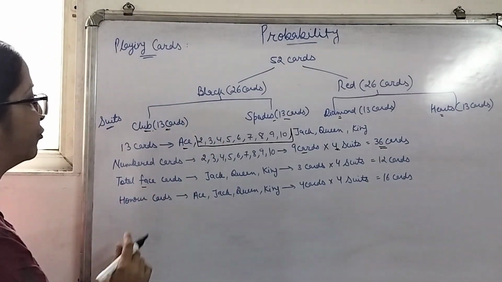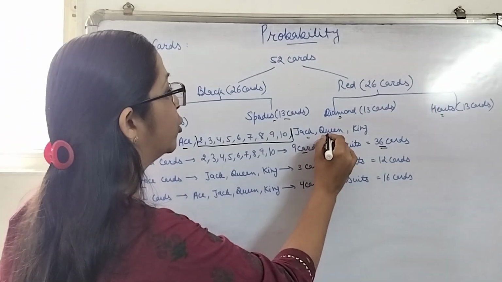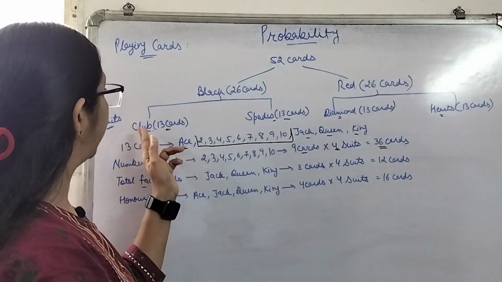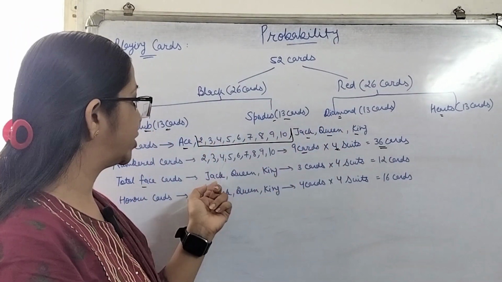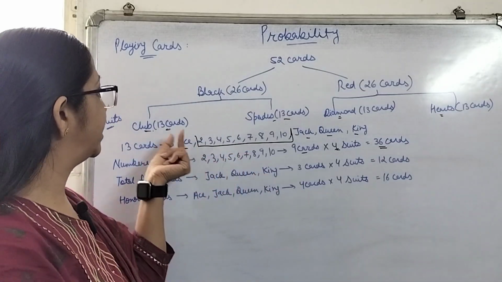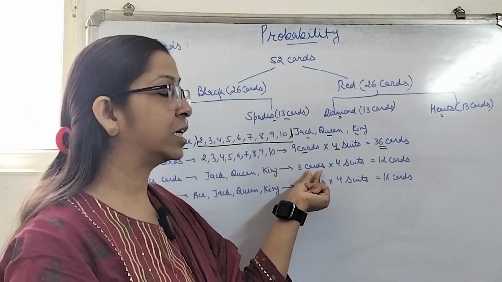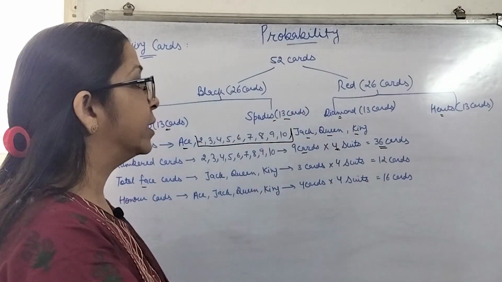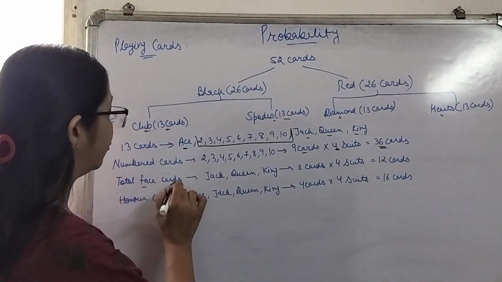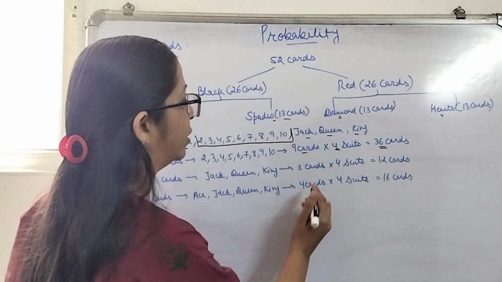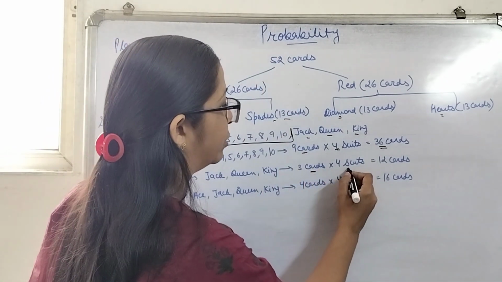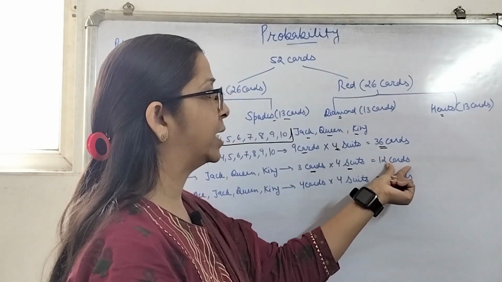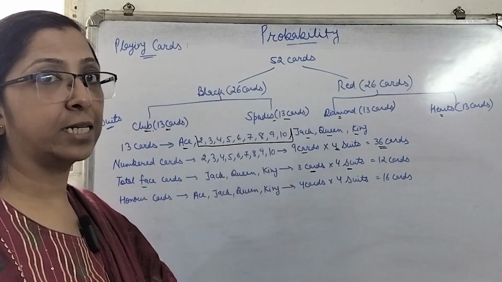Now if we are talking about face cards, so jack, queen and king, they are known as face cards. So in every suit we are having one jack, one queen and one king. That means in every suit we are having 3 cards which are face cards, and there are 4 suits in total. That simply means the total number of face cards out of 52 cards will be 3 in each suit, and total 4 suits are there. That means 3 multiplied by 4, a total of 12 cards which are face cards.